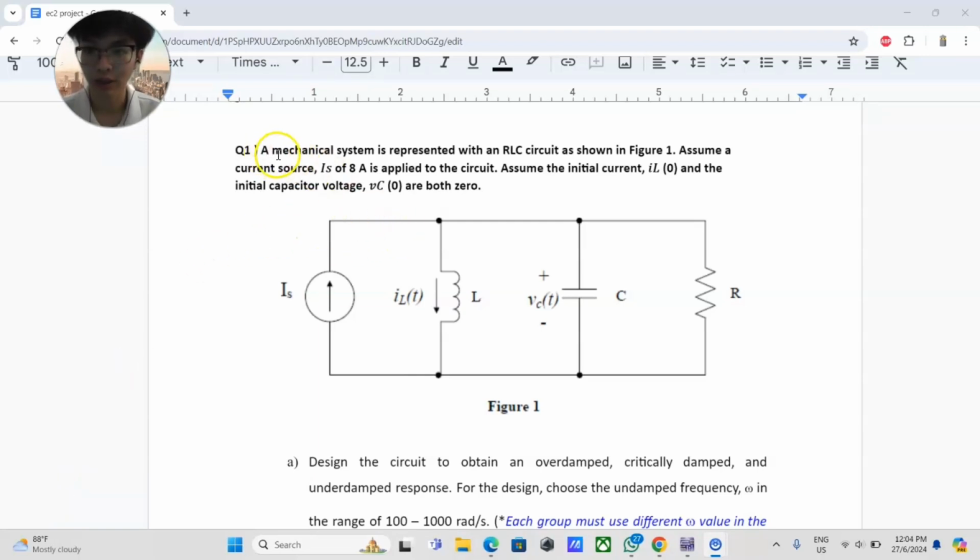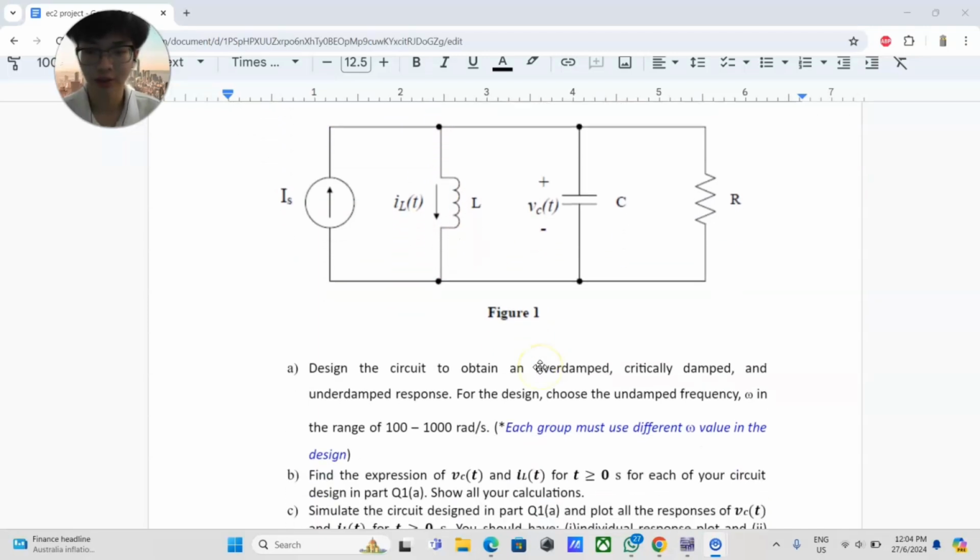For task 1, a mechanical system is represented with an RLC circuit as shown in figure 1. Yes, this is figure 1. We assume the current source IS of 8 amperes is applied to the circuit, and the initial inductor current IL0 and the initial capacitor voltage VC0 are both 0. In this question, we need to design the circuit to obtain an overdamped, critically damped and underdamped response.